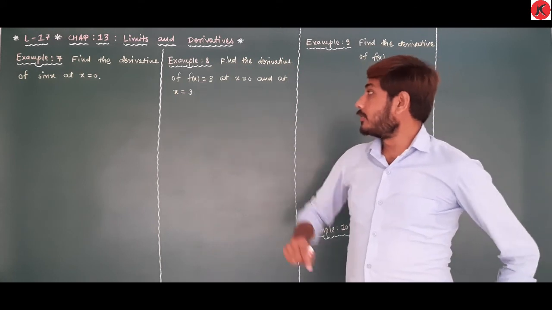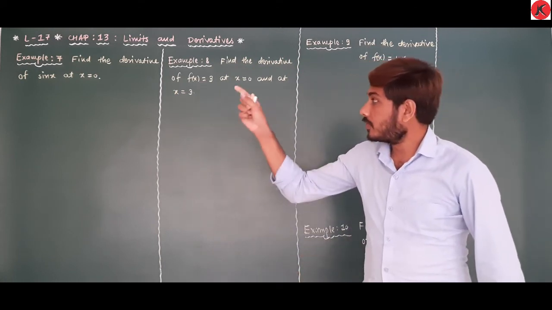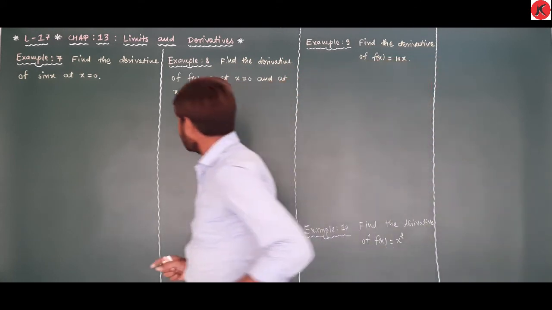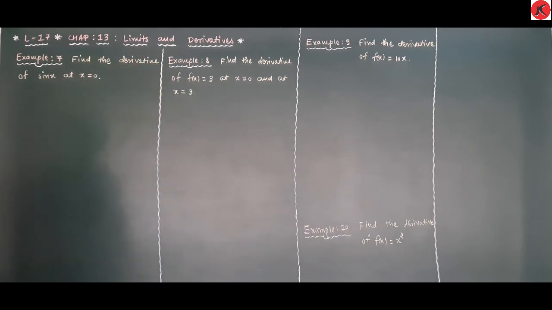Now we are going to discuss some more questions. Example number 7, 8 and 10 we will see. Example 7 is here. Find the derivative of sin x at x equals to 0.